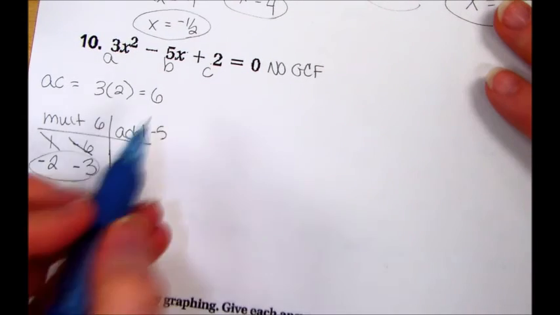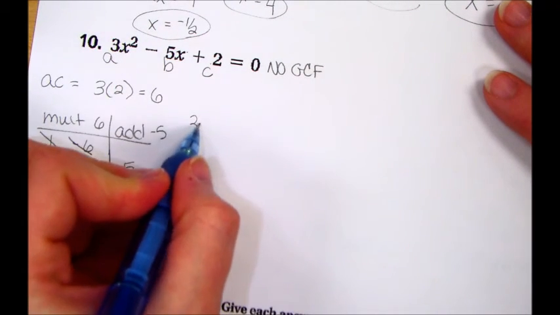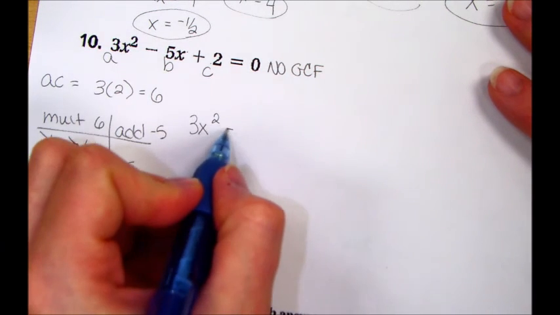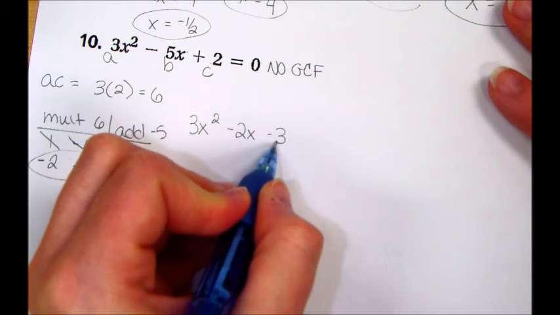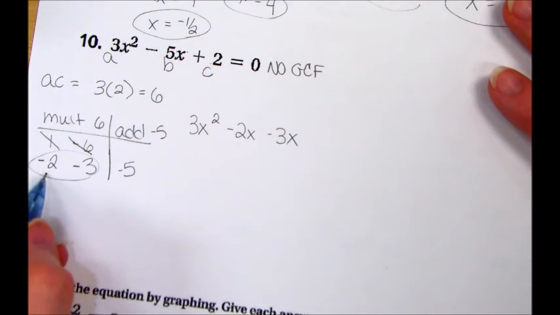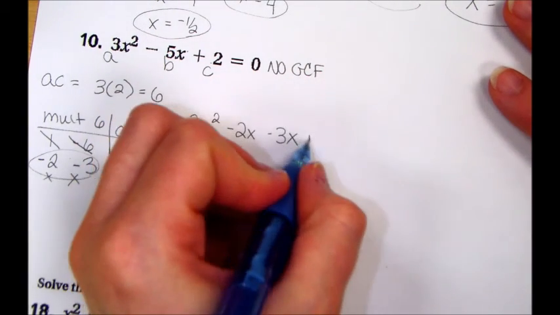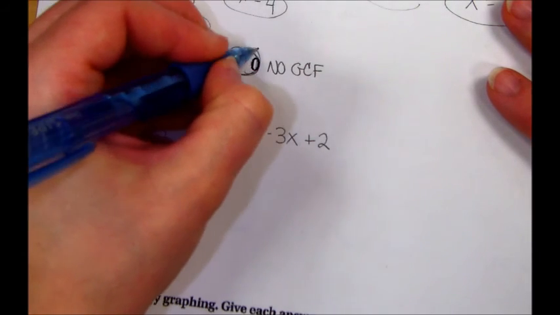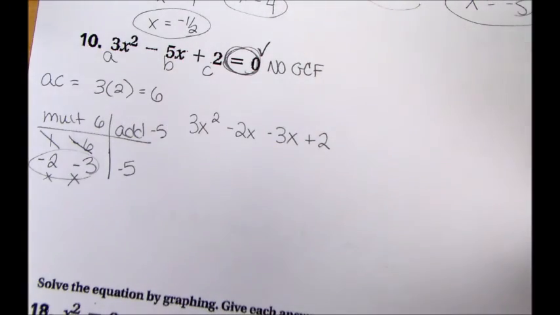Time to rewrite. 3x squared. Do not write minus 5x, but instead replace it with these two: minus 2x minus 3x. That's what these two magic numbers were all about. And keep the plus 2. Again, I should have mentioned, do you see how it's equal to 0? It is so important that it's equal to 0 before you start your problem.